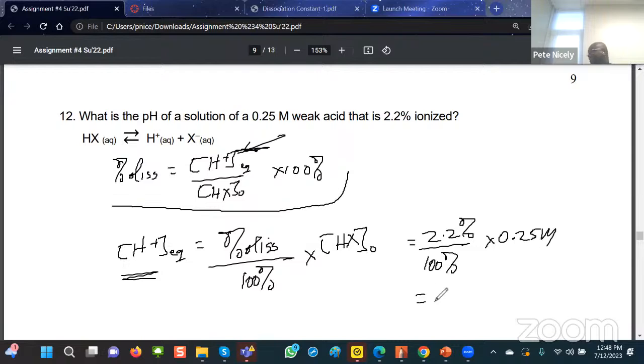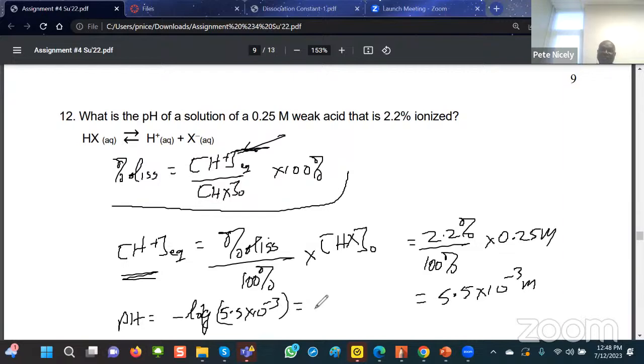And according to my calculations, this works out to be equal to 5.5 times 10 to the minus 3 M. And therefore the pH is equal to minus log of 5.5 times 10 to the minus 3. And according to my calculation, that would be equal to 2.26. And that's how that is done.